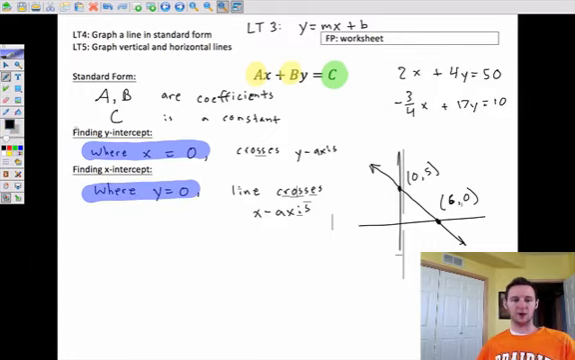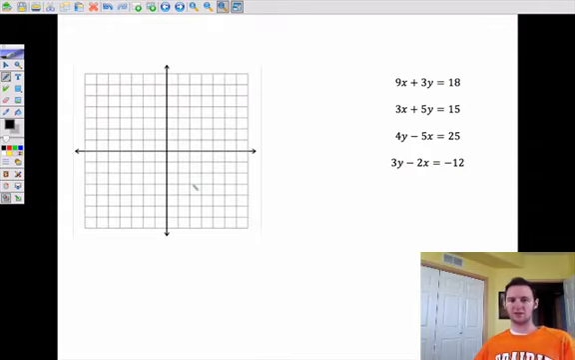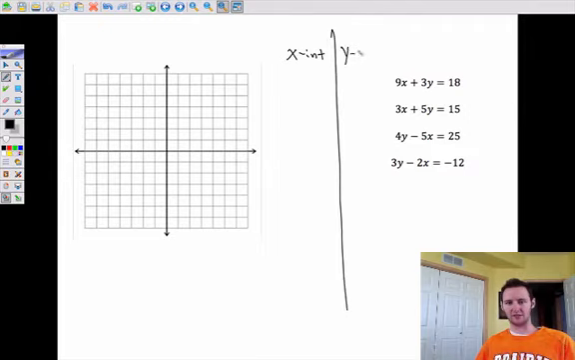So to find the y-intercept, we just need to plug in x equals 0. To find the x-intercept, we need to plug in y equals 0. And that's what we're going to do with these examples here. I'm going to make a little table just so I can organize my thoughts here.